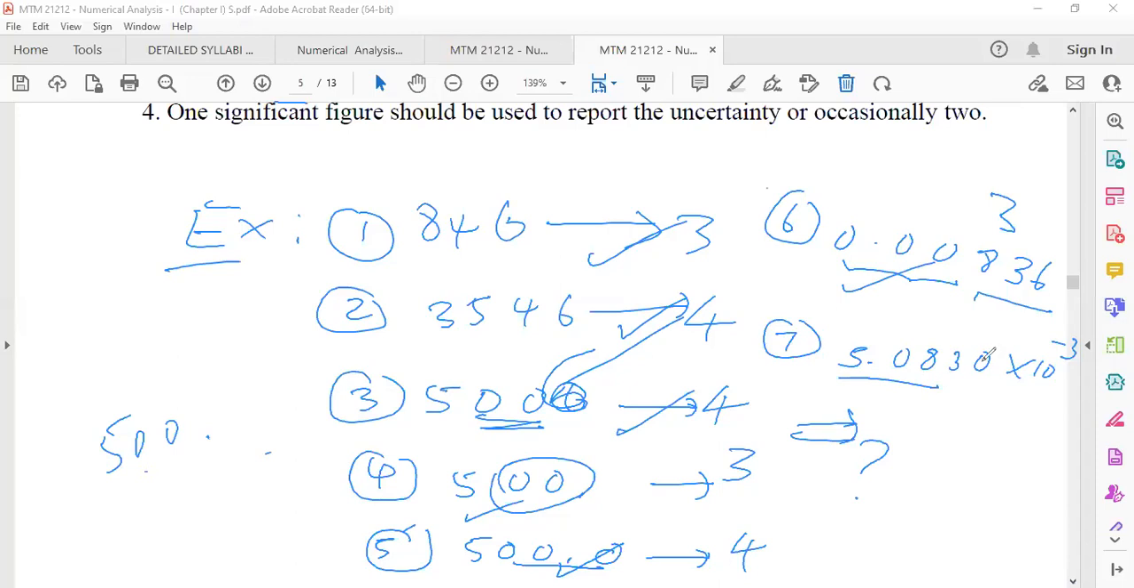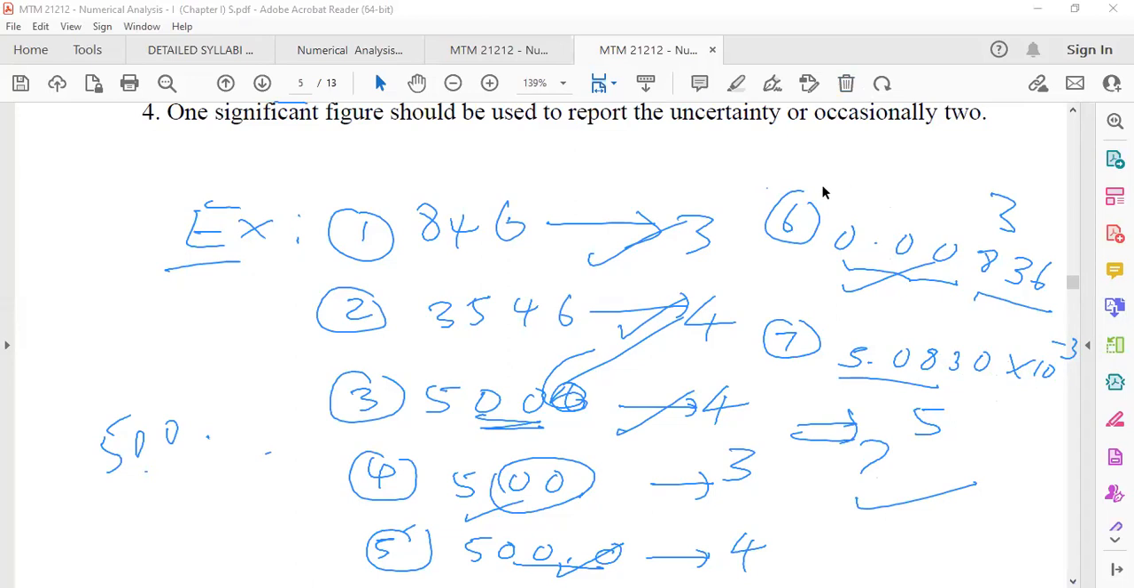So check your answers. What do you think? This one is a floating point number system, so obviously 2, 4, 5, 7, 5. Check your answer. If it is wrong, just write down the notes and why it is wrong. Hope you all understand about significant figures.